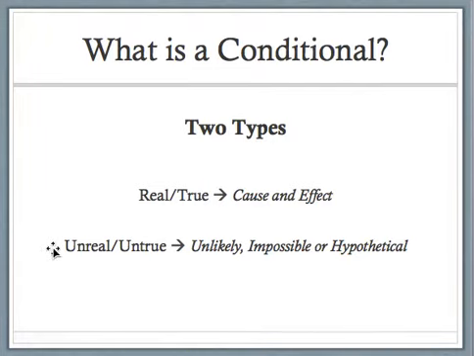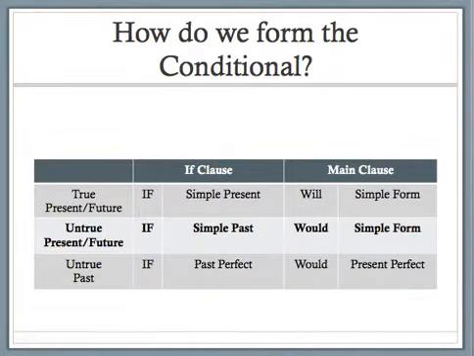Today, however, we introduced a new type, unreal or untrue. So remember, these are conditionals that are unlikely, impossible, and usually they're hypothetical situations. So let's go over some examples. How do we form these conditionals?